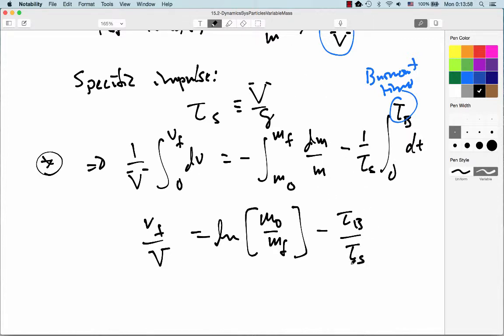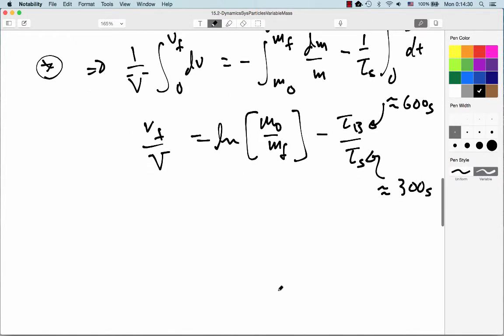And sadly, rocket technology really hasn't changed too much since the 1960s. So these numbers are pretty solid. The typical value for the specific impulse is about 300 seconds, and a typical value for the burnout time is on the order of 600 seconds. Typical.